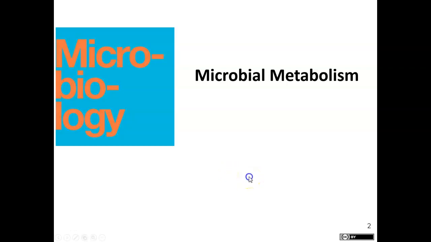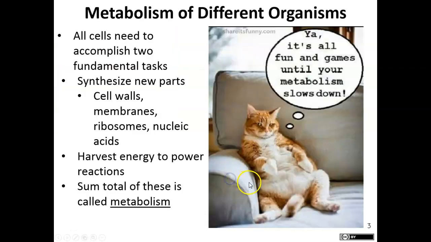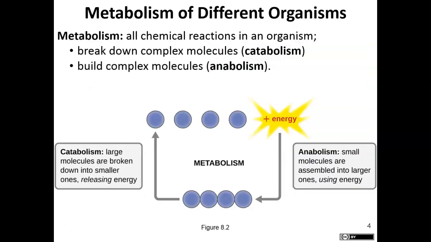Welcome to Microbial Metabolism. So this is chapter 8 in the Microbiology OpenStax textbook. And so metabolism in a nutshell is the sum of all of the chemical reactions that occur within cells. And cells have to be able to synthesize parts, but they also have to be able to produce energy that will allow them to then synthesize those parts. And so this definition then is all the chemical reactions in an organism is their metabolism.